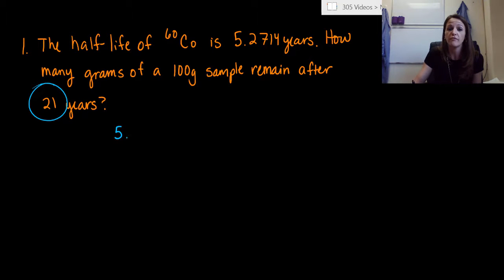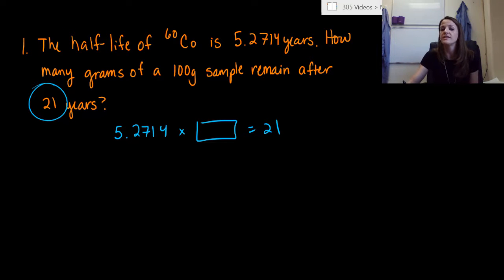So what I do is 5.2714 times something has to be equal to 21. And for this case, it's approximately 4. Okay, this has to be a whole number. You can't say 4.2, 4.8. It needs to be just a full integer value. And so this is approximately 4.